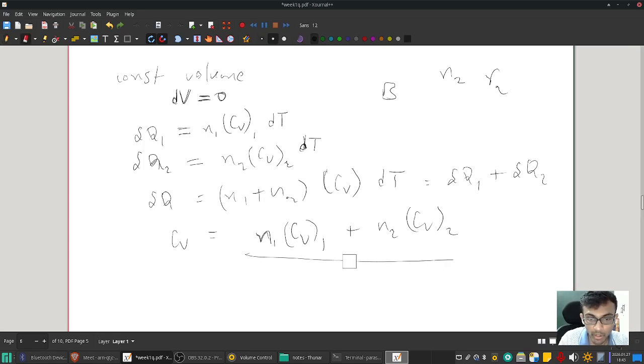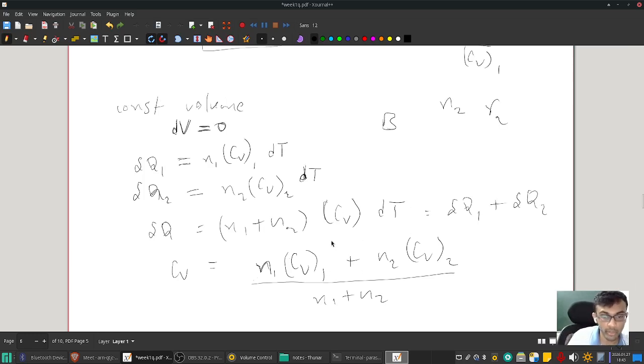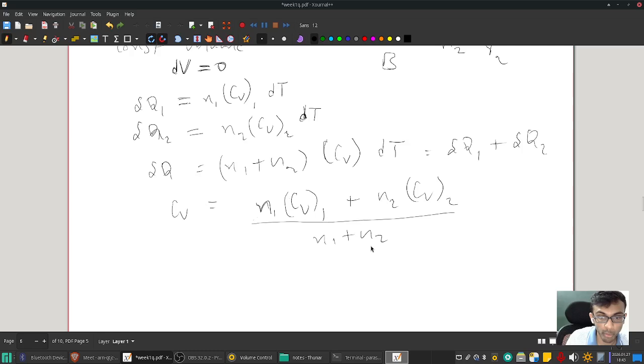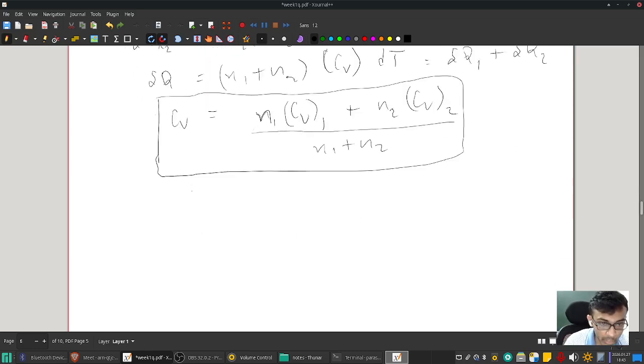Take that sum and divide that with the total number of moles. So that would be the CV of the mixture of gases. And similarly, CP also takes a similar form.